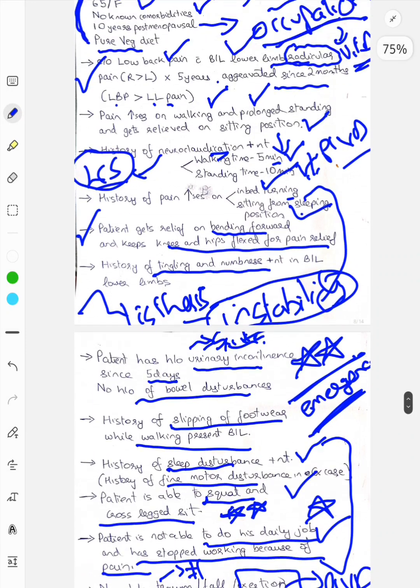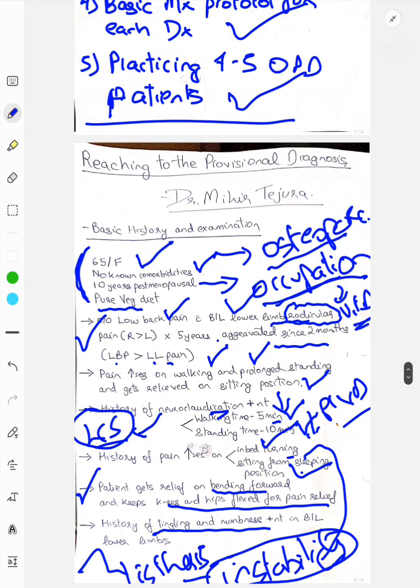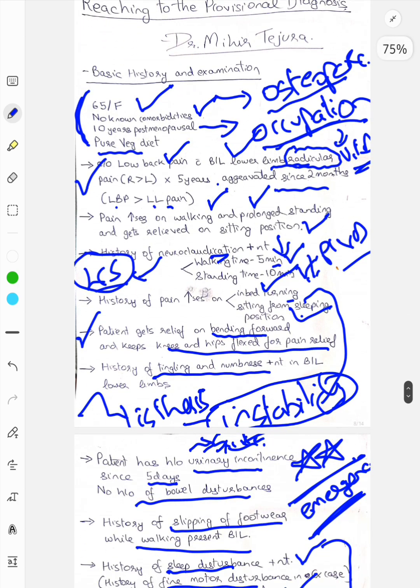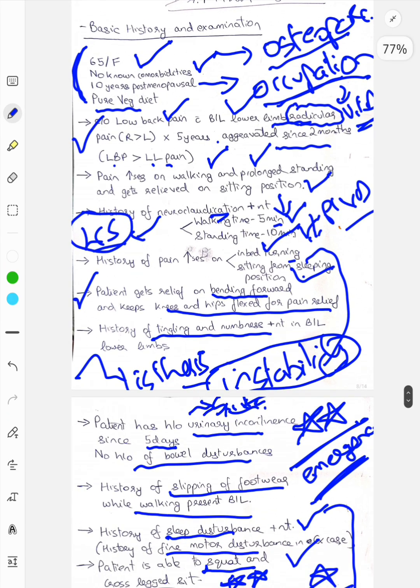So till now, there are so many findings. She is a 65-year-old lady, postmenopausal, on a pure veg diet. So according to the age, postmenopausal status and pure veg diet, you are suspecting osteoporosis, or you are looking at more of an LCS picture or age-related degenerative picture, right? The patient also has lower limb radicular pain, which is aggravated along with low back pain. History of neuroclaudication is present. History of instability type of pain, pain because of some instability around the spine, is present. Neuroclaudication means more of an LCS picture. Instability is there, so more of a listhesis picture, right?